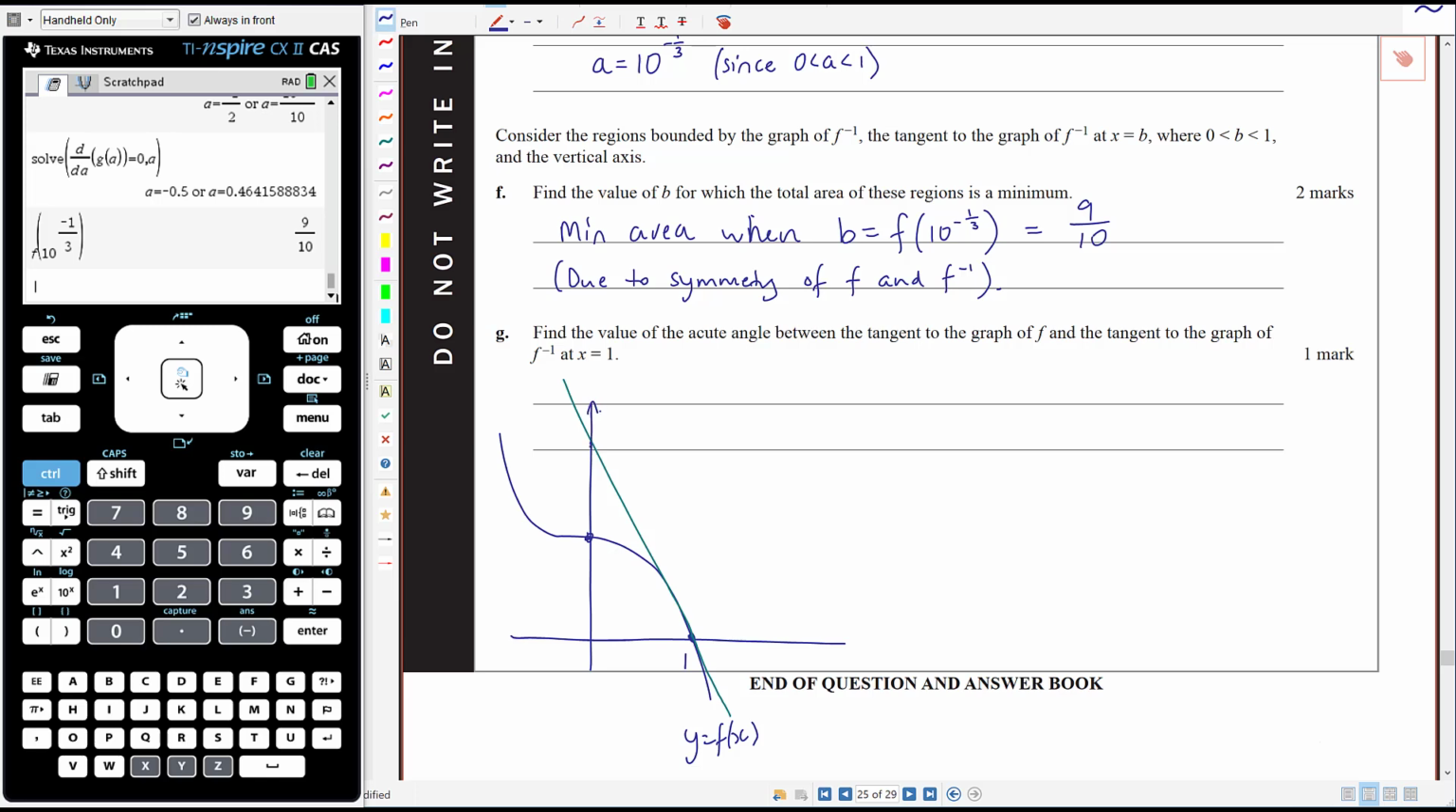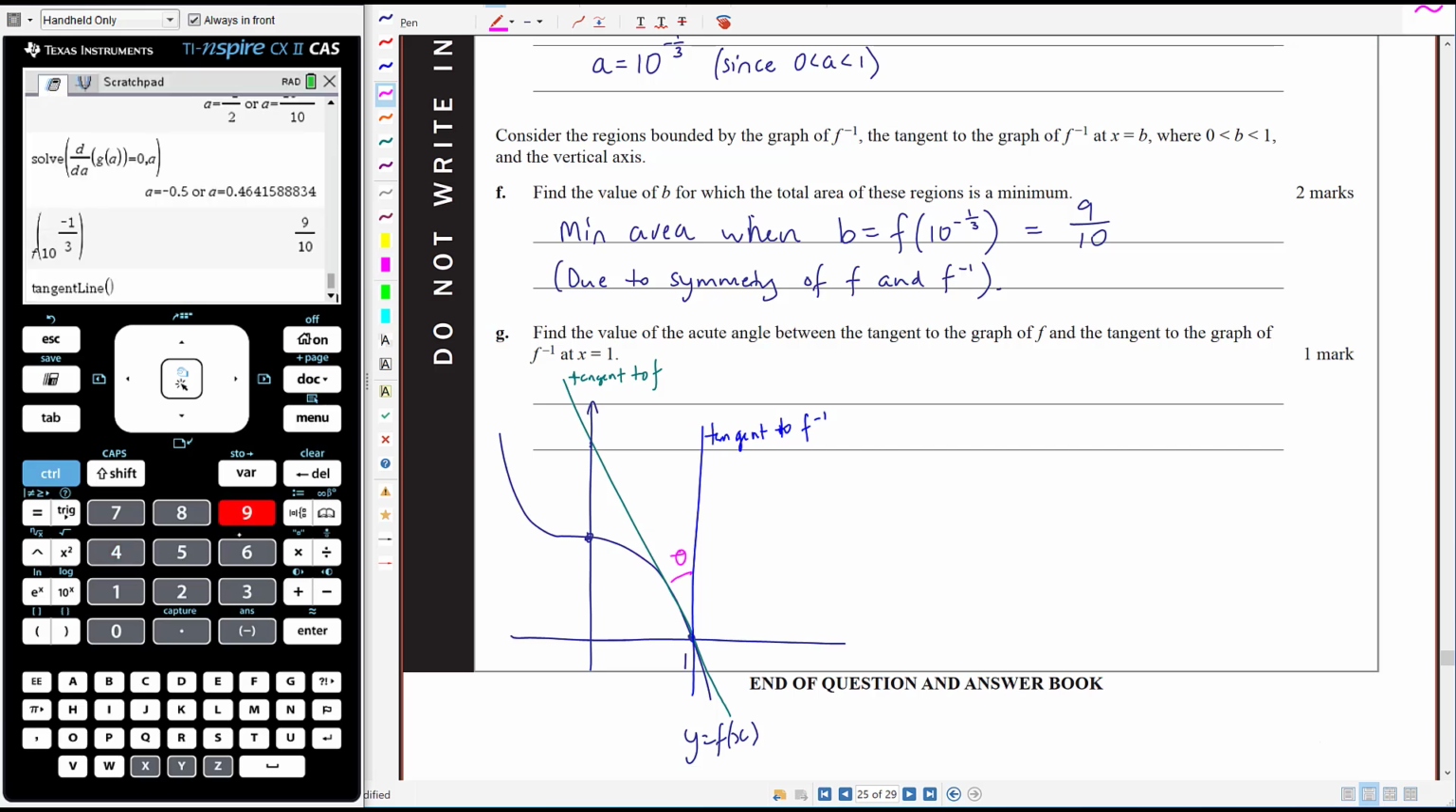Okay. And we want to know the value of the acute angle between the tangent to the graph of f and the tangent to the graph of the inverse of f at x equals 1. Now the inverse of f, remember, will have the point of inflection at 1, which means that its tangent will be vertical. Okay, so this green line is the tangent to f, and then we would have a vertical line which would be the tangent to inverse f. Okay, now we want the acute angle between those, so we want that.